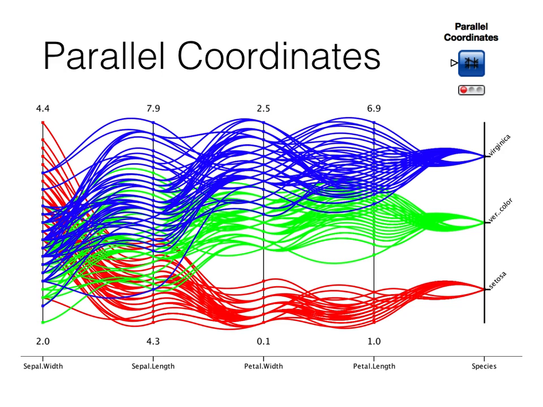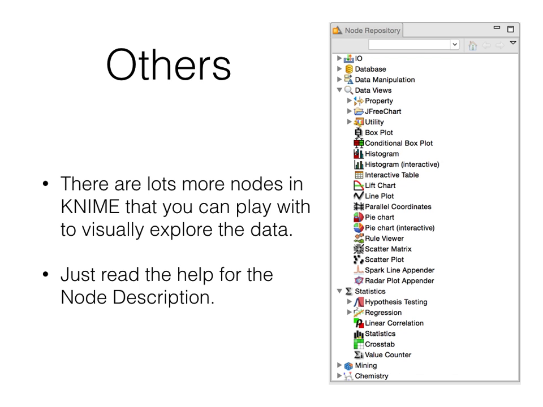In KNIME, it's quite interactive, so you can change from having these curly lines to straight lines, and you can change the order of the attributes in the diagram. There's a whole lot of other nodes in KNIME that you can use to visually explore the data. If you go into the node repository, like the diagram on the right hand side, and look in data views or in statistics, then you'll see the nodes that are useful, and there's a whole lot more that we didn't go through in this talk.